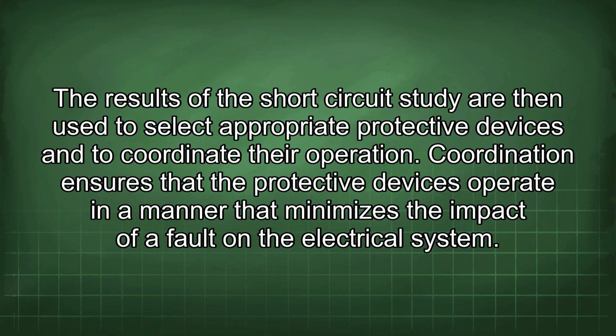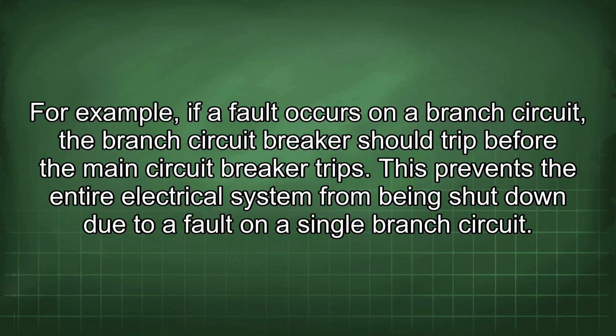The results of the short circuit study are then used to select appropriate protective devices and to coordinate their operation. Coordination ensures that the protective devices operate in a manner that minimizes the impact of a fault on the electrical system. For example, if a fault occurs on a branch circuit, the branch circuit breaker should trip before the main circuit breaker trips.